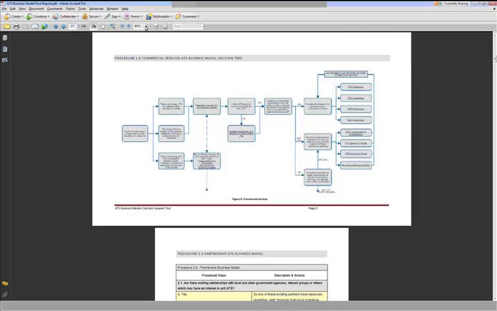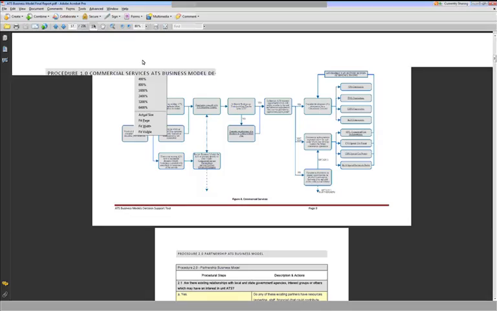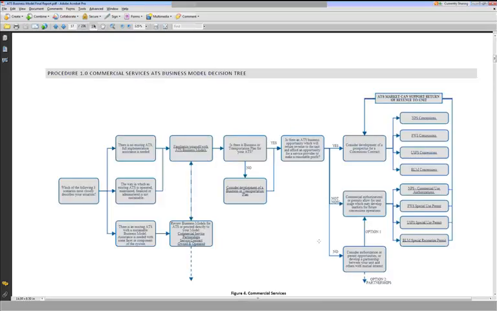So the first thing I want to do is pass by a lot of the tables at this point and jump into the tree. Beginning at the tree over here on the leftmost side, the first question you're presented with is, which of the following three scenarios most closely describes your situation?